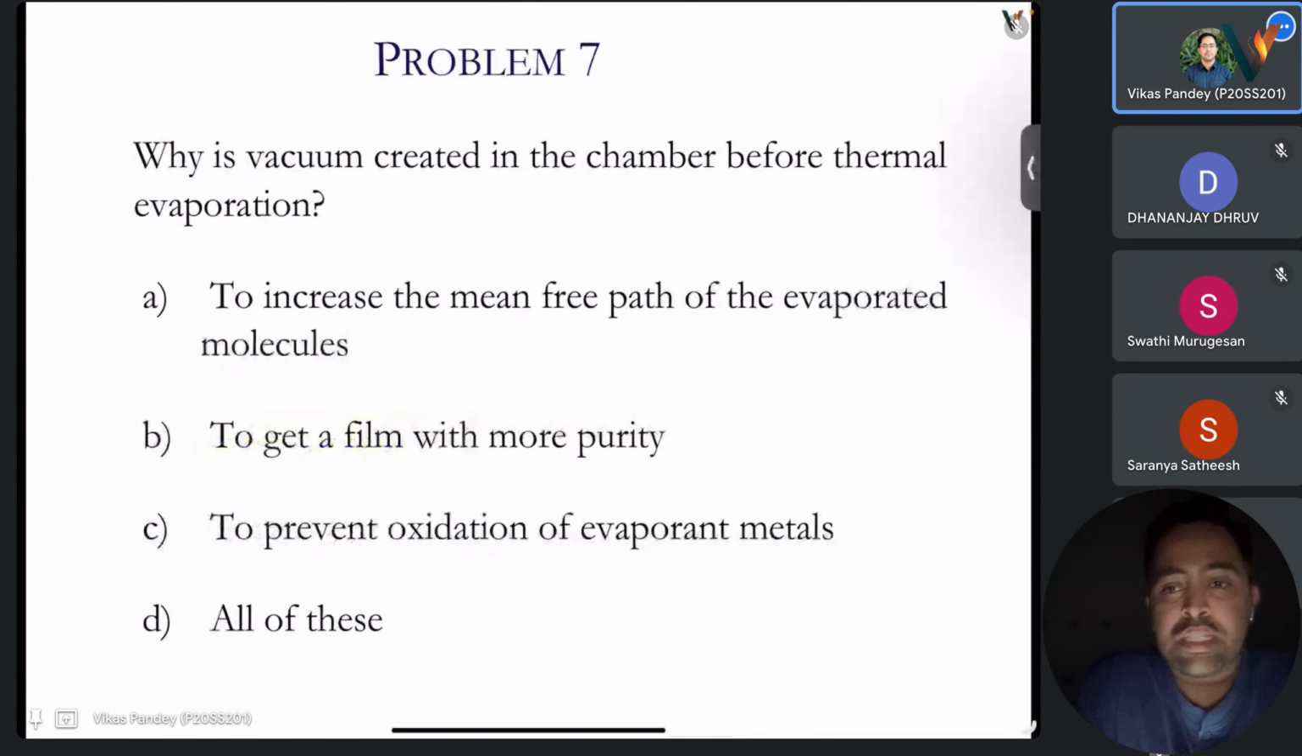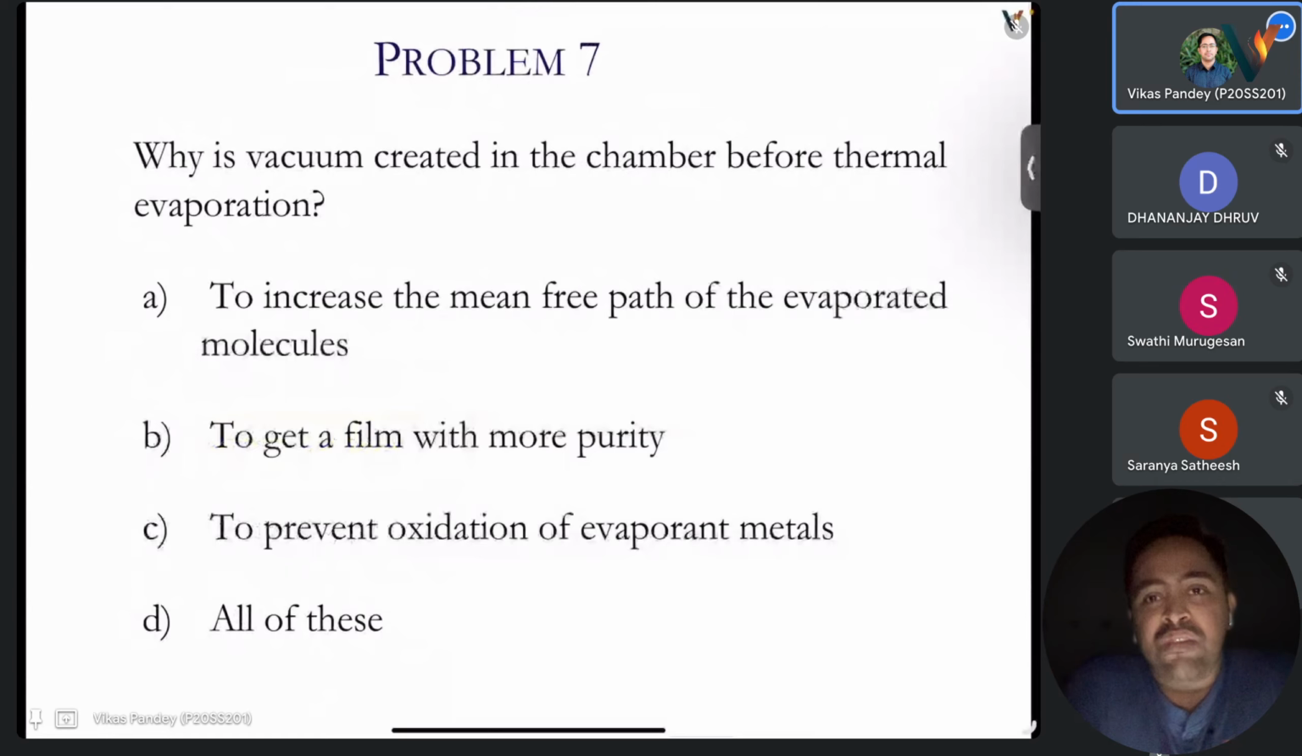Okay. So let's come to the next question. Why is vacuum created in the chamber before thermal evaporation? This is something very cumbersome. Every time we have to do thermal evaporation, we create a very high vacuum in the chamber, and that takes a lot of our time. Okay, but why is it done?